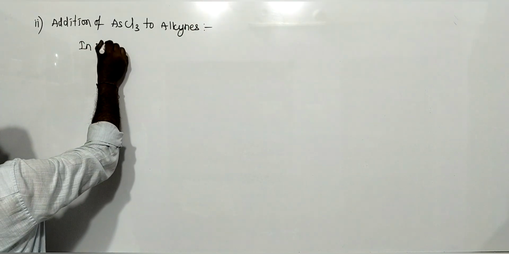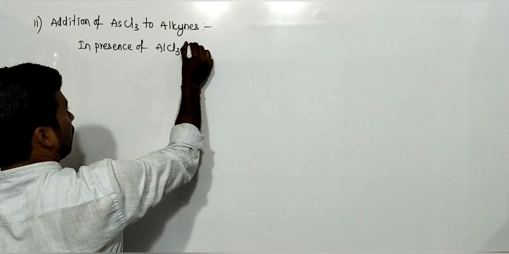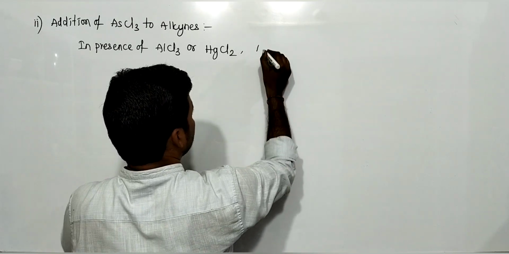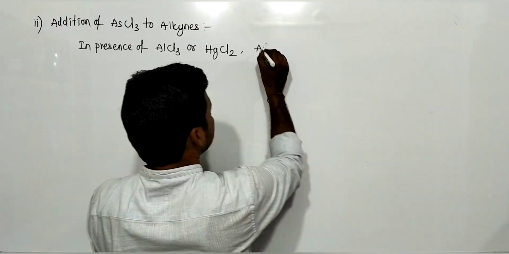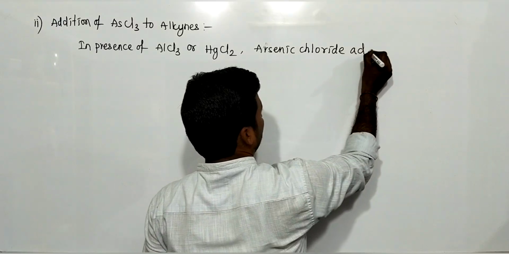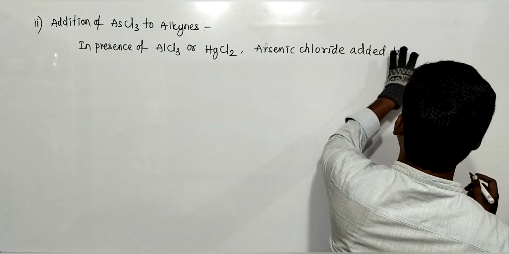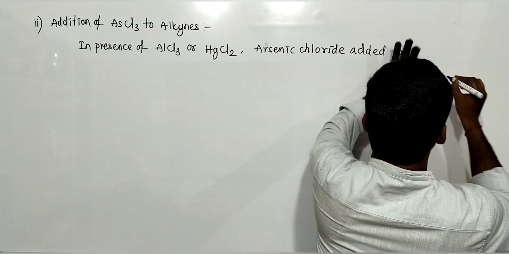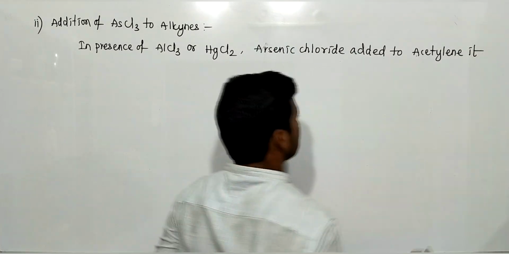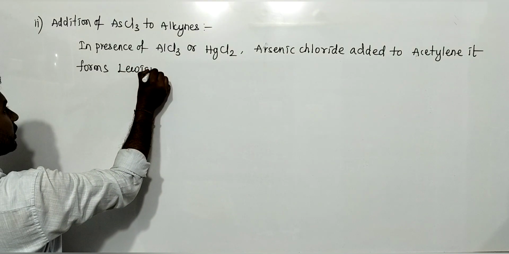In presence of AlCl3 or mercuric chloride HgCl2, arsenic chloride is added to alkynes, especially that alkyne is acetylene. It forms Lewisite gas.